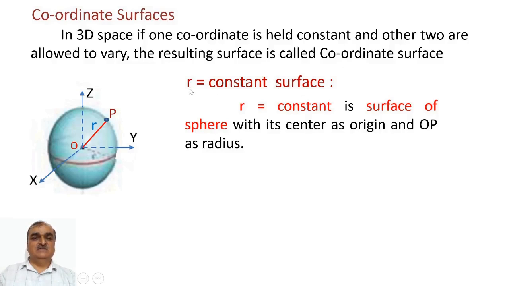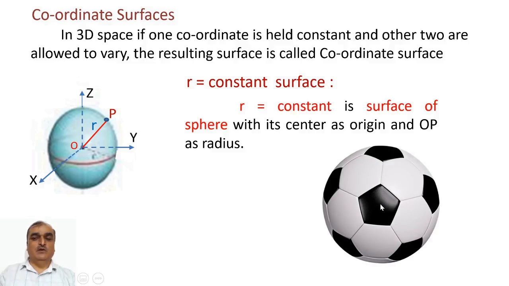The r constant surface, that is, the r coordinate. If the r coordinate is held constant and theta and phi are allowed to vary, that is, if this distance OP is kept constant, then if we connect all points in 3D space which are at a distance r from the origin, we get the surface of a sphere. Therefore, r constant is a spherical surface. An example is this football. All points on the surface of this football are at the same distance from the origin, and that distance is nothing but the radius of the football. Therefore, this is a spherical surface.